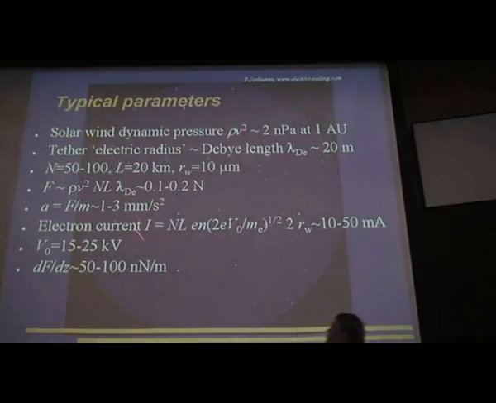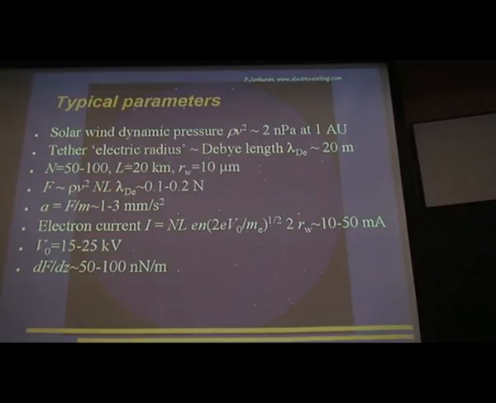Okay, then some physical parameters. The solar wind dynamic pressure at 1 AU distance is about 2 nanopascals. I mean, that means density times velocity squared. And then the electric radius of the tether is about the Debye length in the solar wind, which is about 20 meters. Or actually the Debye length itself is about 10 meters, but its electric width is somewhat larger, so there is some numerical factor in front of it.